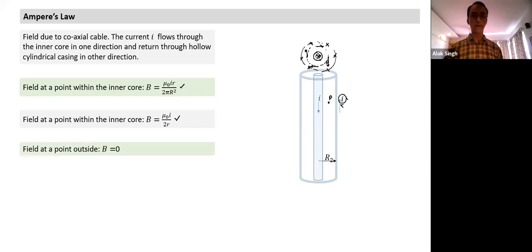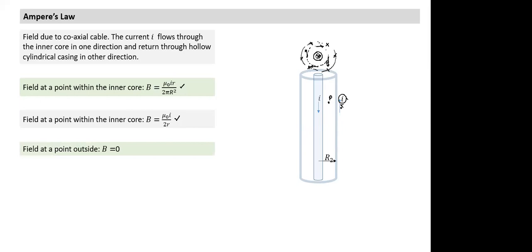And if we take a field outside, yes, Vignesh. Sir, is it supposed to be mu naught I by 2 pi r?